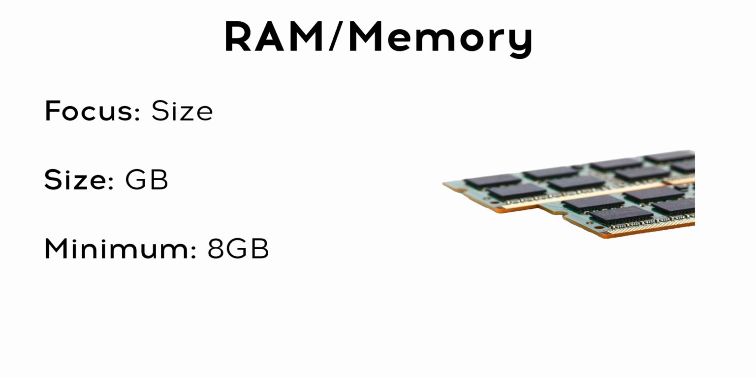Number two is the RAM or memory. For the RAM or memory, it is the amount of memory that you want, and the amount will be in gigabytes. The minimum should be 8 gigabytes. The more RAM or memory you have, the more programs or apps you will be able to run on your laptop without it slowing down. So 8 gigabytes is fine for normal use on a Windows 10 laptop. If you had a Windows 7 laptop, then 4 gigabytes would have been just fine.